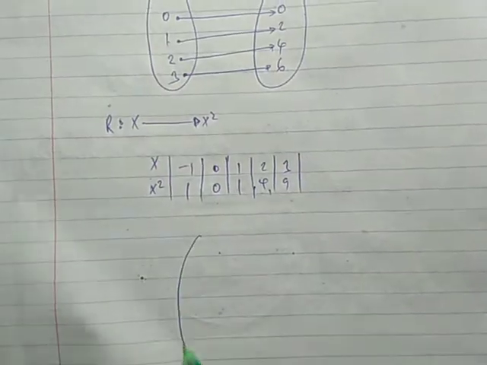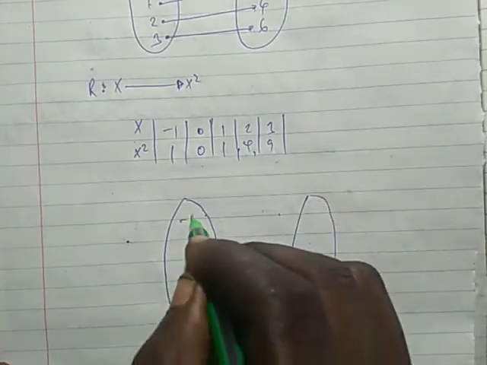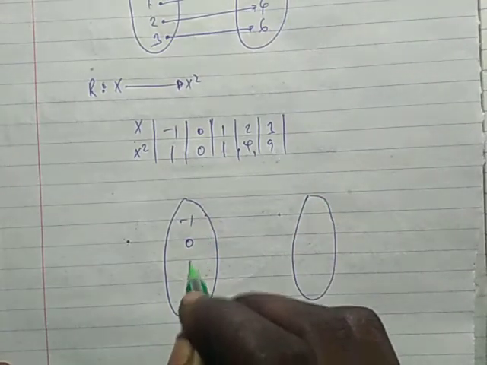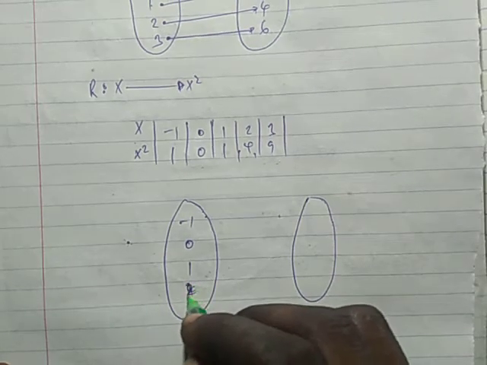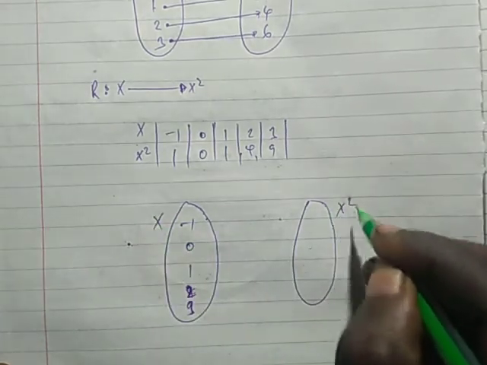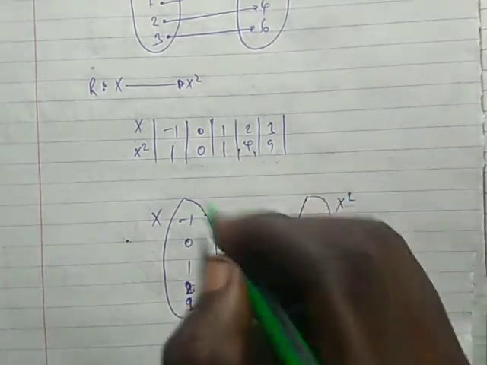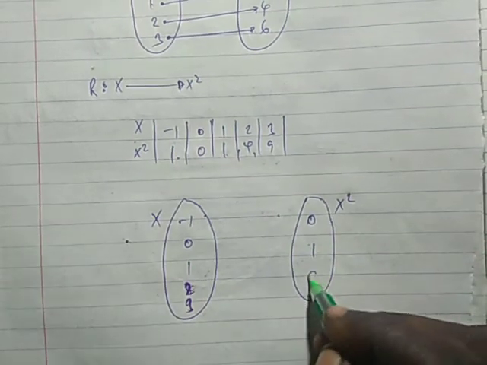So for the pictorial presentation, there will be a circle here and a circle here. Here we will have -1, 0, 1, 4 and 9. I mean here we have 1, 2 and 3. This is x. But here, which is the set of x squared, 1 and 1 are the same thing, so we will just write 0, 1 and 9.